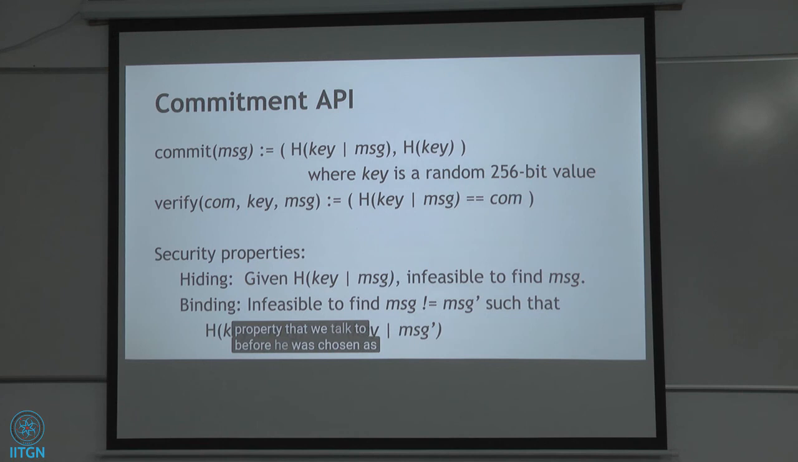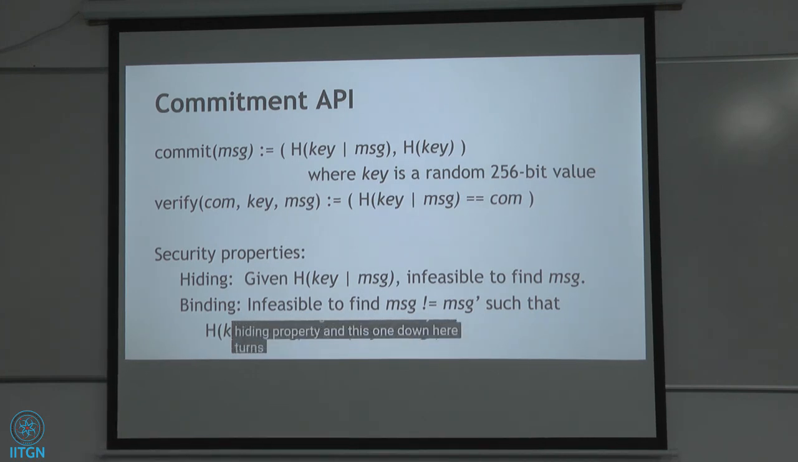Key was chosen as a random 256-bit value, and therefore, the hiding property says that if we take the message and we put before it something that was chosen from a very spread-out distribution, like I said, a random 256-bit value, then it's infeasible to find the message. So this is exactly the hiding property.